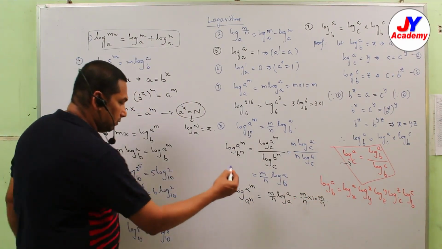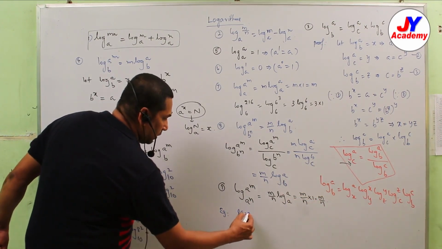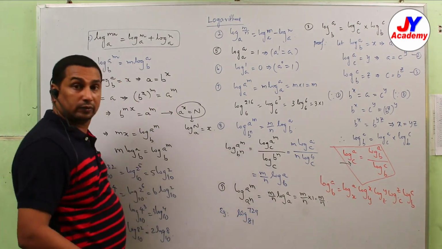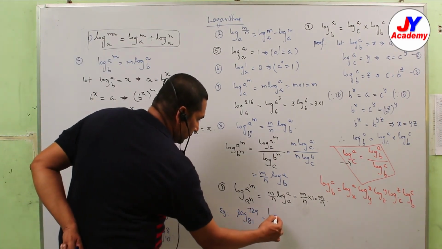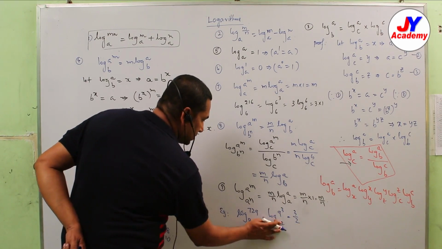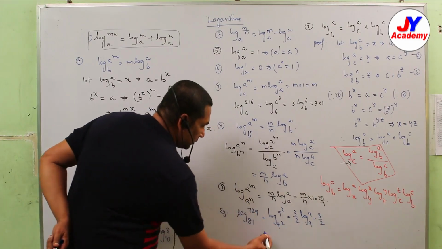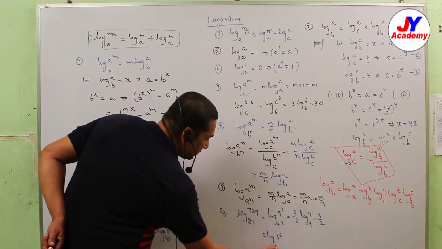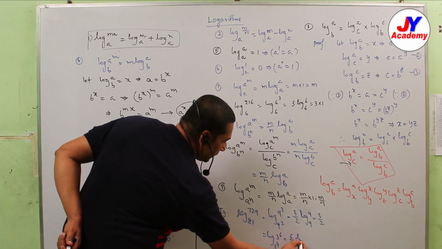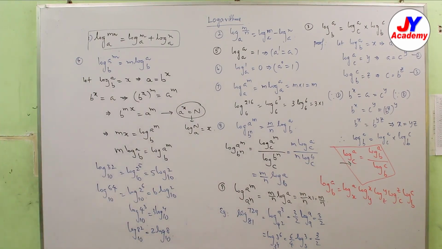Suppose we have to verify one example here. Log 729 base 81, log 9 cube base 9 square, that is equal to 3 by 2 log 9 base 9, which is 3 by 2. Or else log 3 power 6 base 3 power 4. So 6 by 4 log 3 base 3. 6 by 4 means 3 by 2. So that is about the ninth result and its example.